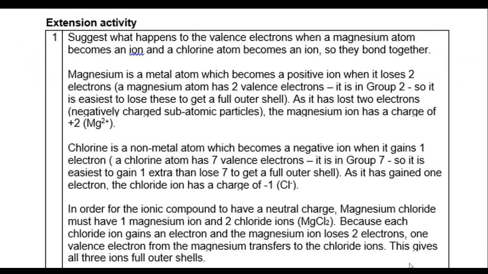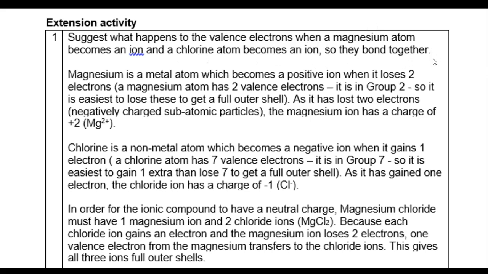Now this question is asking what happens to the valence electrons. Remember, those are the electrons on the outer shell when a magnesium atom becomes an ion. Because magnesium is a metal, we know that it becomes a positive ion, and a chlorine atom becomes a negative ion, so a chloride ion, meaning that they bond together. So it's asking you the process, what happens when this happens, basically. So why do they bond together?